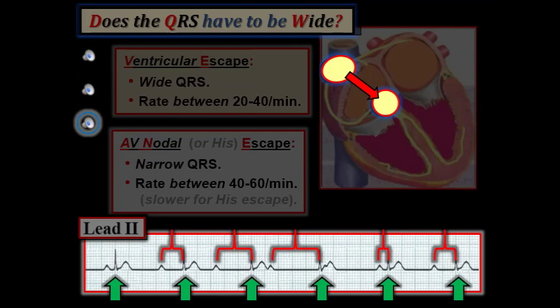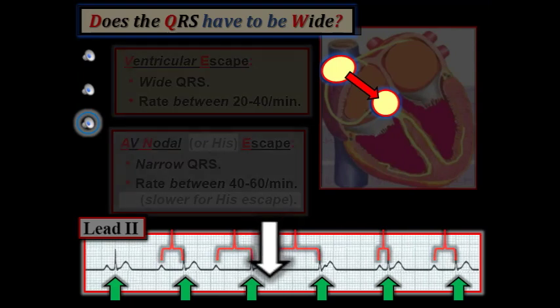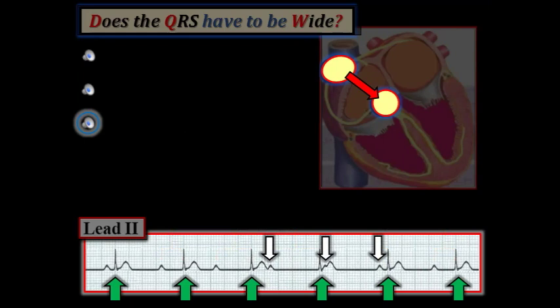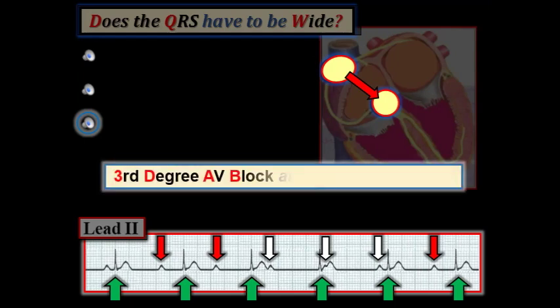Some P waves are not expected to conduct because they either occur during the refractory period or have a very short PR interval, white arrows. But other P waves on this tracing occur at times when they should conduct, red arrows, yet they still fail to do so. Thus, we have complete AV block at the AV nodal level with a narrow escape rhythm occurring at the expected AV nodal escape rate of between 40 to 60 per minute.